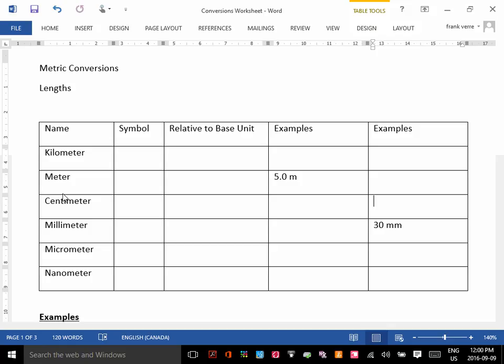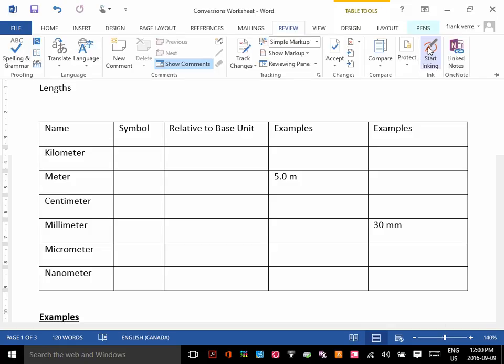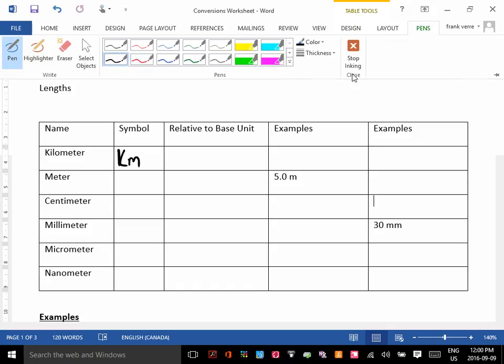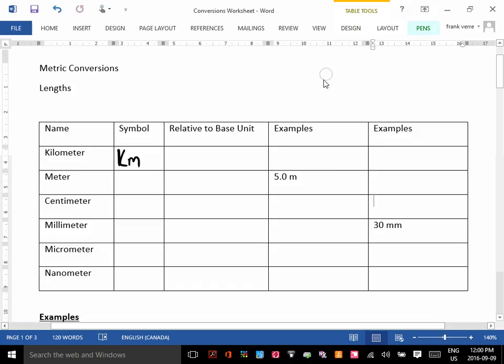So let's look at some examples of metric conversions. I'm sure you guys have probably done this in the past, okay? So, you familiar with these units of length? Okay. So what would the symbol be for kilometer? Yeah, very good. So it's km. I'm going to change my pen here, make it a little bit thinner. Okay. What's the symbol for meter? Wow, very good. What's the symbol for centimeter?